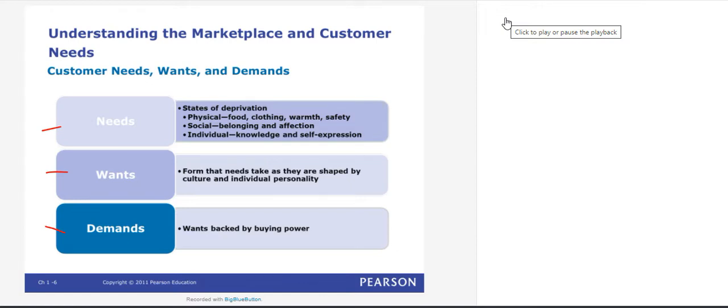Wants and needs and demand. You need, as a marketing student or a business student, to understand the difference between these three concepts.